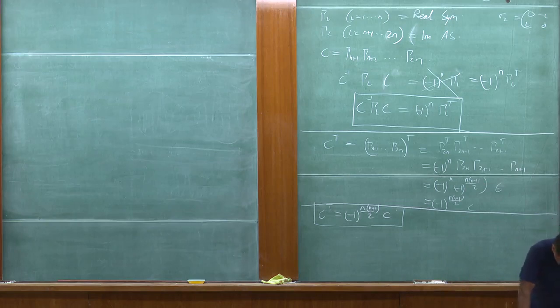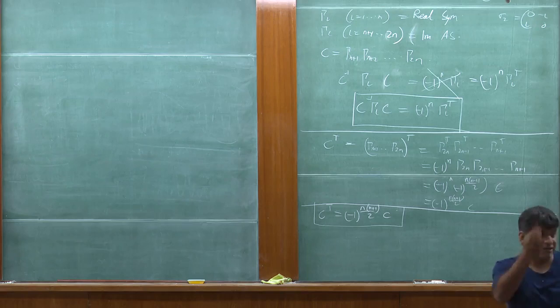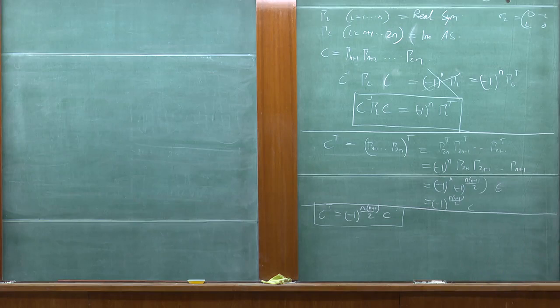Now, the next thing we want to do is to define a chirality matrix. So we've been working with spinors in 2n dimensions. As you know, spinors of SO(2n) are reducible. They break up into a chiral and an anti-chiral part. How do we see that?